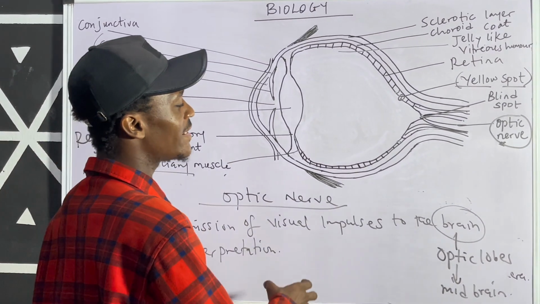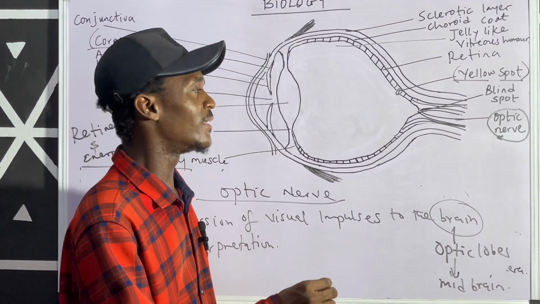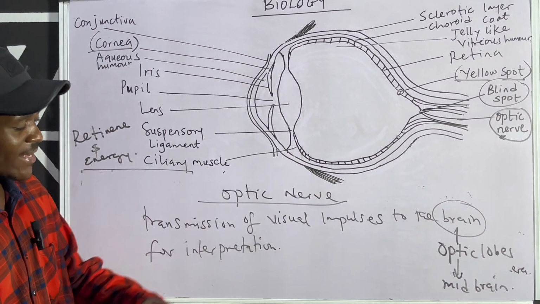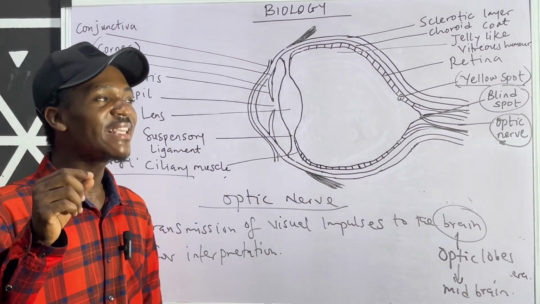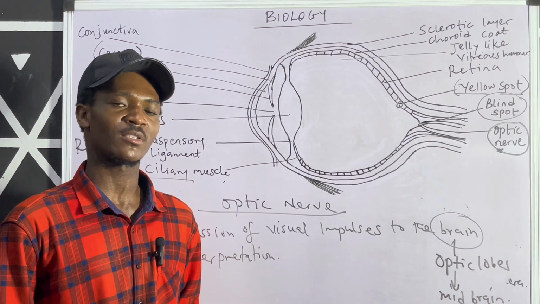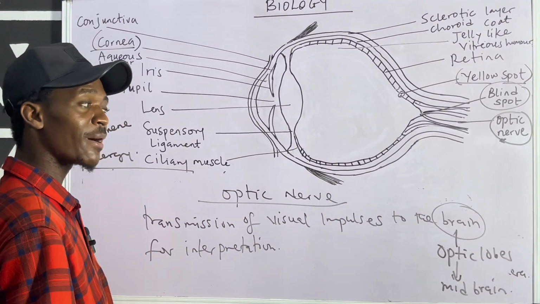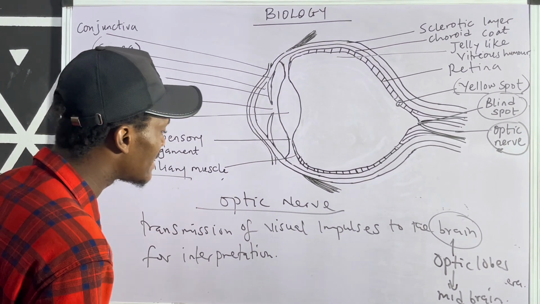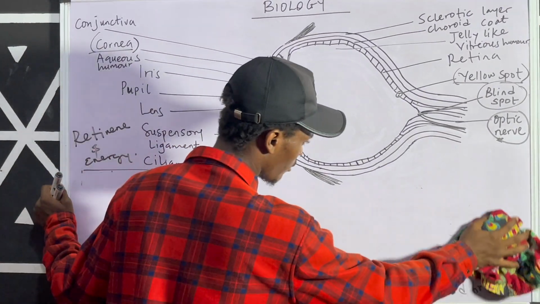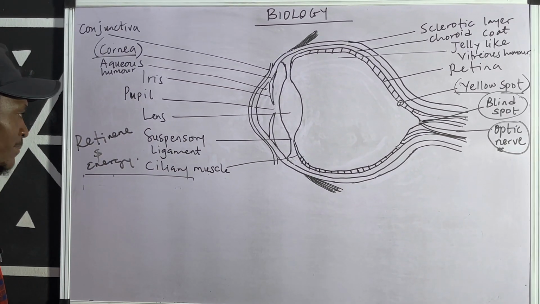Then when this nerve is carrying the visual impulses, it leaves from a spot, which is called the blind spot. And this blind spot of the eyes is the part of the eyes that is insensitive to light, meaning it lacks photoreceptors. There are no rods and there are no cones. So please take note of that. The only part of the eyes that is insensitive to light is the blind spot. Why? Because it lacks photoreceptors. So don't forget that.